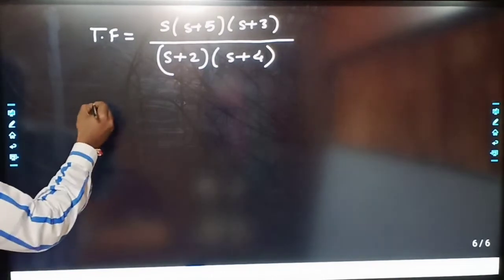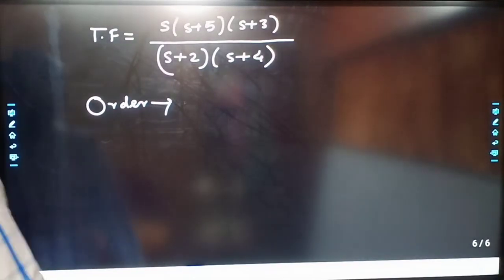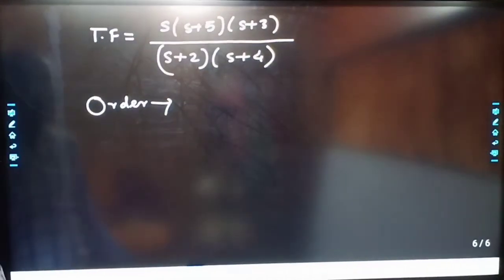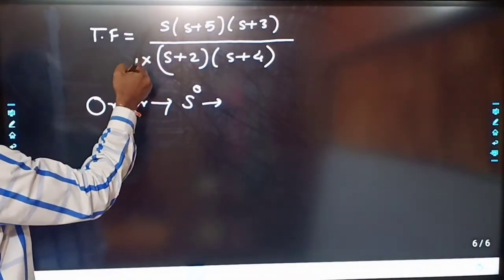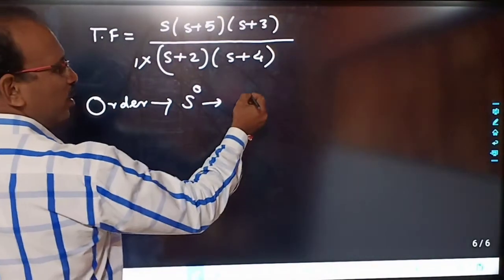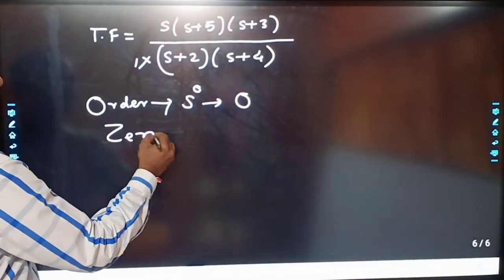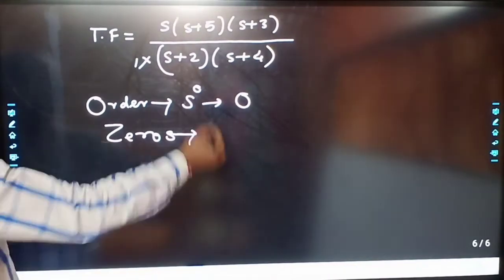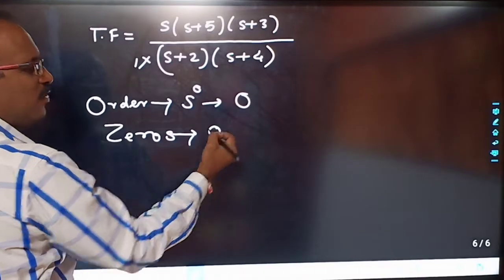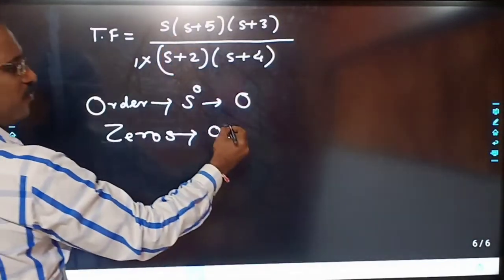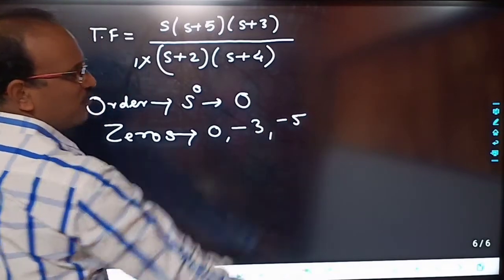What is the order of the system? What is S raised to n? Nothing, S raised to 0. Here nothing is there, that is 1, 1 into anything. So the order is 0. Correct? What are the zeros? Here S equal to minus 3, and here S equal to minus 5.